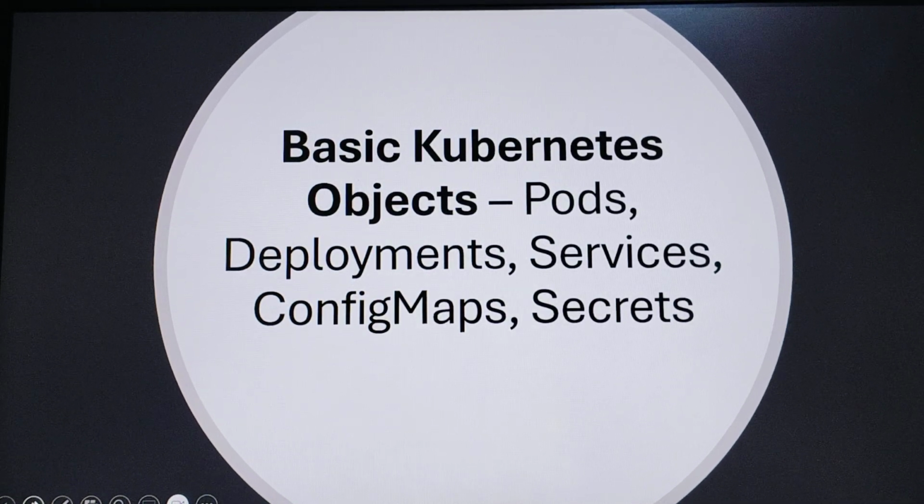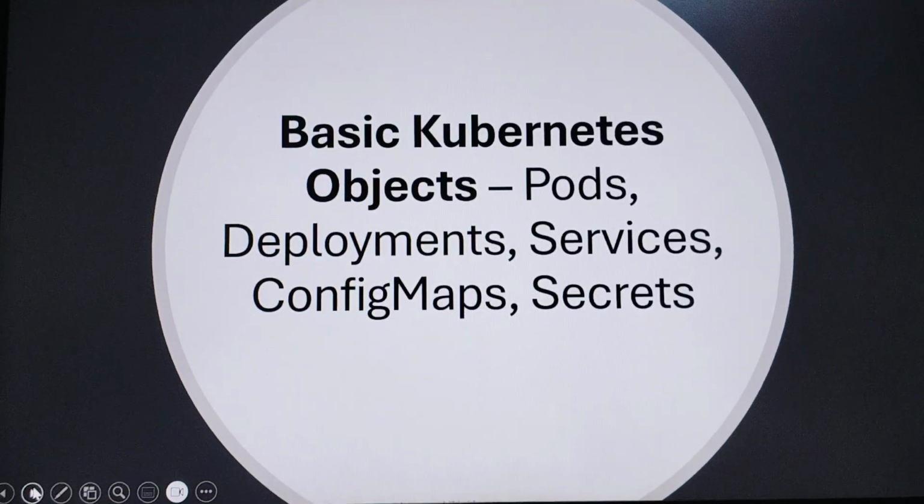In today's video, we are going to dive into some of the basic objects in Kubernetes that are crucial for deploying and managing applications at scale. We will talk about pods, deployments, services, config maps and secrets. By the end of this video, you will have a clear understanding of these fundamental building blocks. So let's get started.